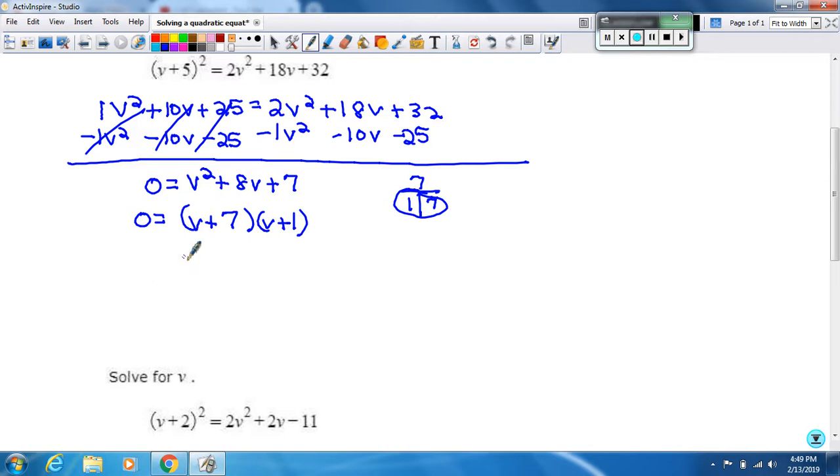Now, because it said solve, you've got to do the opposites of what's in the parentheses. So the opposite of positive 7 is negative 7, and the opposite of positive 1 is negative 1. And those are the 2 answers for that problem.